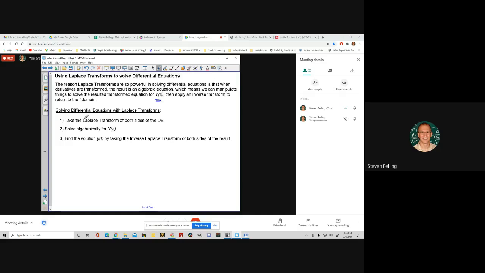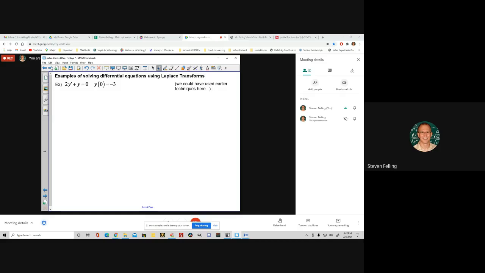So a little procedure would be: take the Laplace transforms of both sides of a differential equation, solve algebraically, whatever you need to do, to get Y(s), the capital Y, the Laplace solution, and then take the inverse Laplace transform of both sides to get y(t). This is really where Laplace shines. Let's take an example so you can see what we're talking about here.